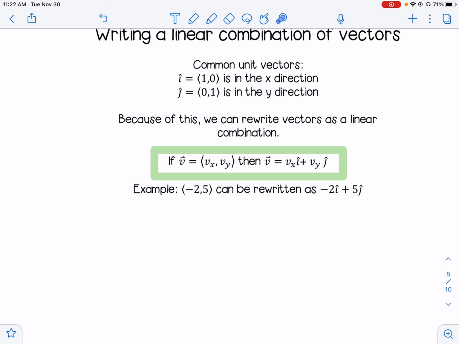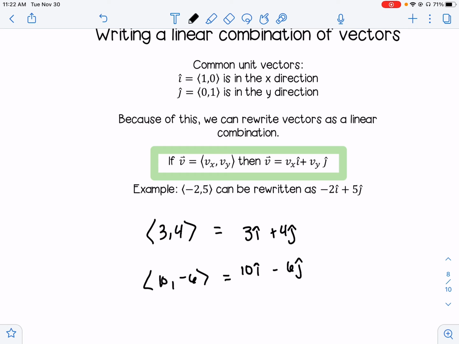So here's my example. This is a vector we've seen a lot. <-2, 5> can simply be written as -2i plus 5j. So these are just the same thing. Once again, <3, 4> could be written as 3i plus 4j. Some people just bold these if they don't have the hats, but whenever you see an i and a j, that means we're writing it as a linear combination. These are equivalent. You can go in the opposite direction as well. Say that I gave you 10i minus 6j, then we know that the component form is <10, -6>.